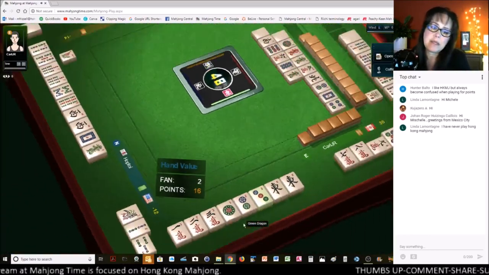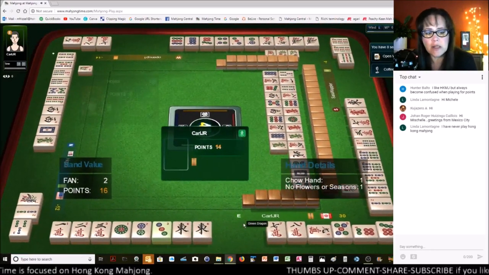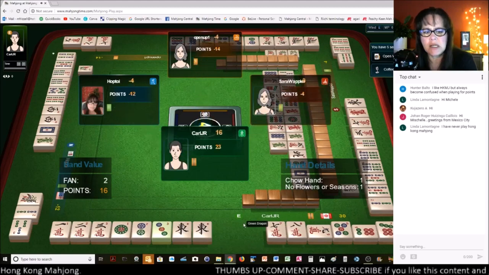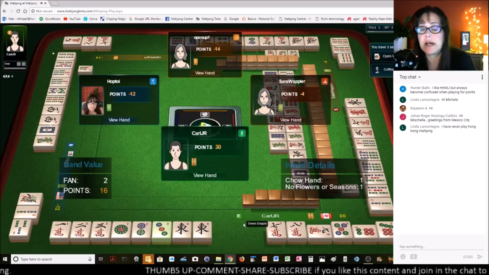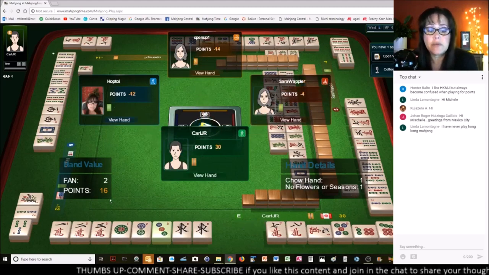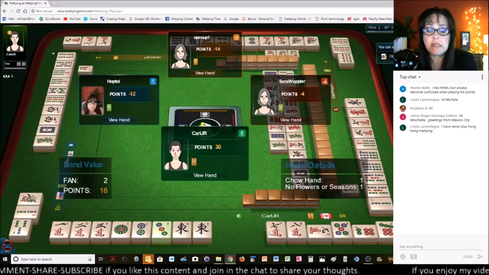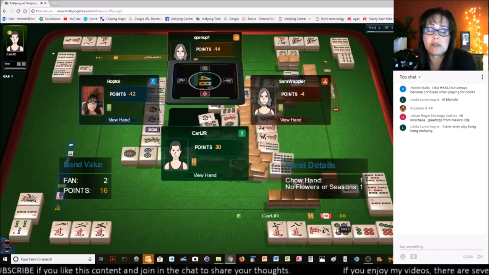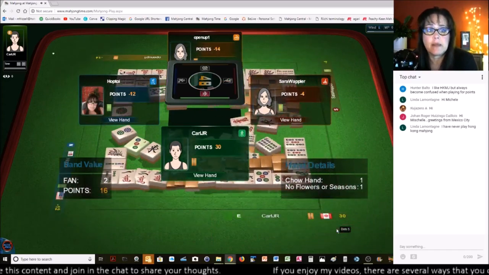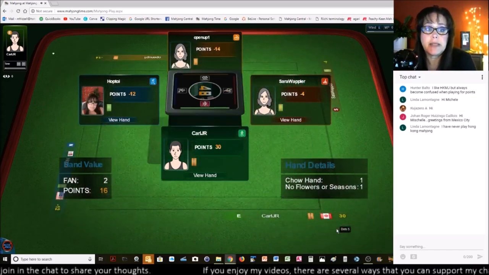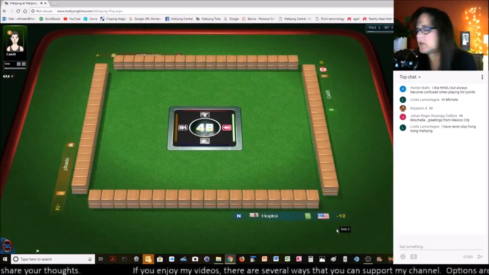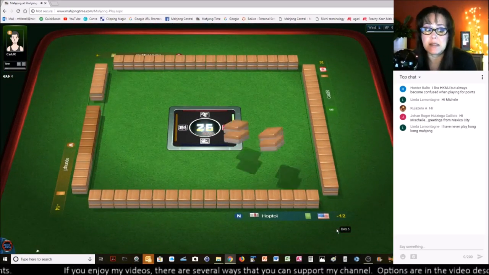Somebody won. And it looks like they have 2 fan, which is all chow. All chow, no flowers. All three in a sequence. They have a pair of east, which is fine. And they have mixed suits. So it was just a 2 fan hand. Okay, right now we're in third place. Yeah, third place. Okay, we need a good hand here. We need to get out of this hole.